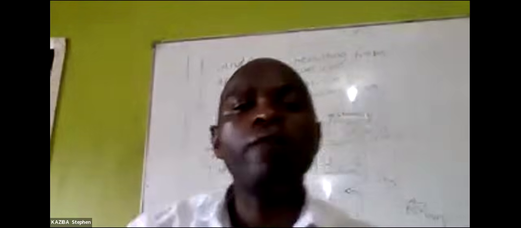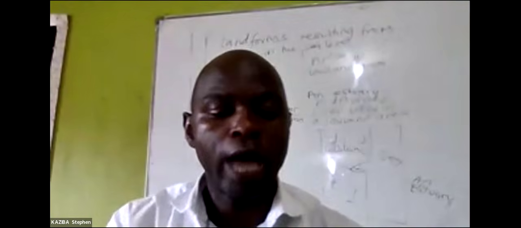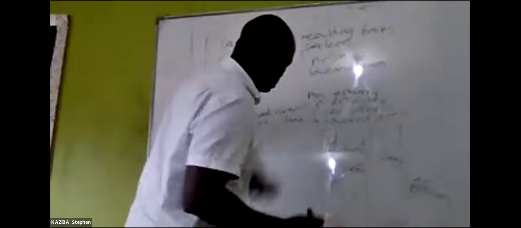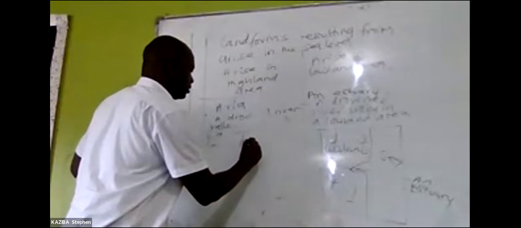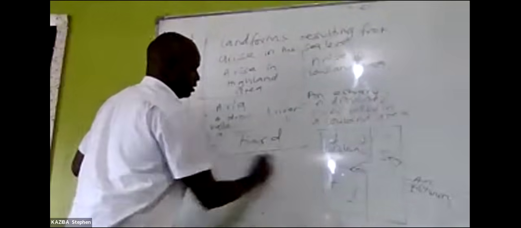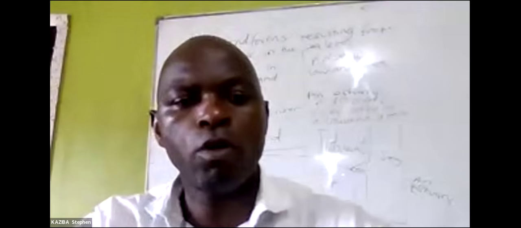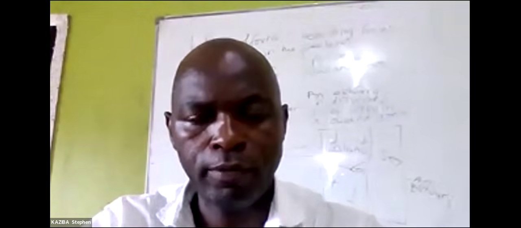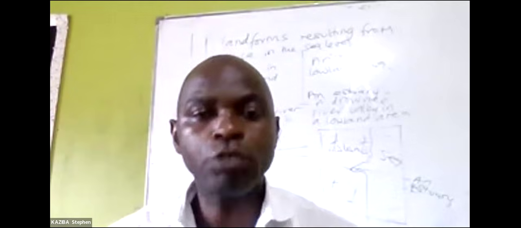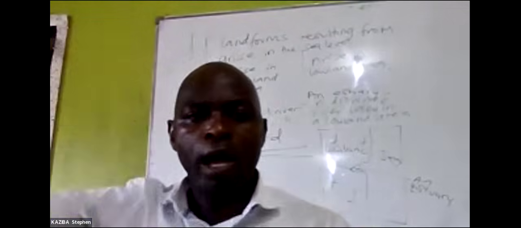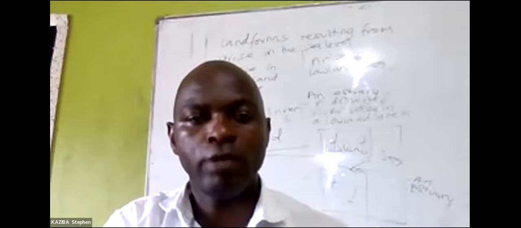So then we have another landform called a fjord. A fjord is like this. Like you say, when you're dealing with the questions of fjords, you say fjorded coastlines. Now, a fjord is where you have a mountain, and there's a river which moves from the mountain and pours its water into the sea.